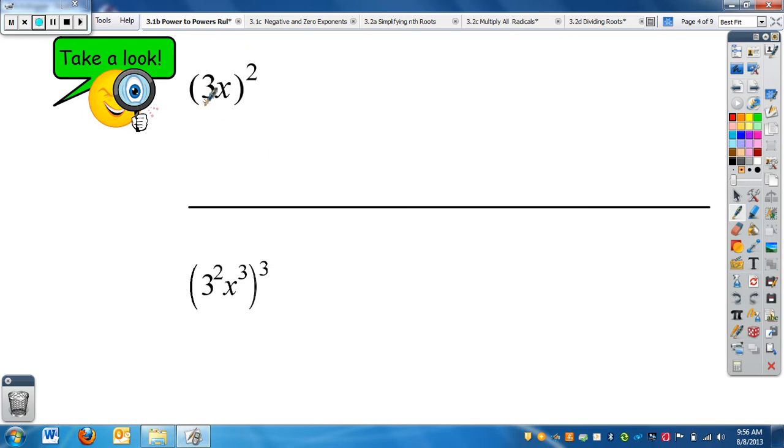So here I have 3x inside, and I want that 2 times. So I have 3x times 3x. Well, numbers, we always multiply. We have 3 times 3, which is 9. Then 2 x's. x times x is x squared.